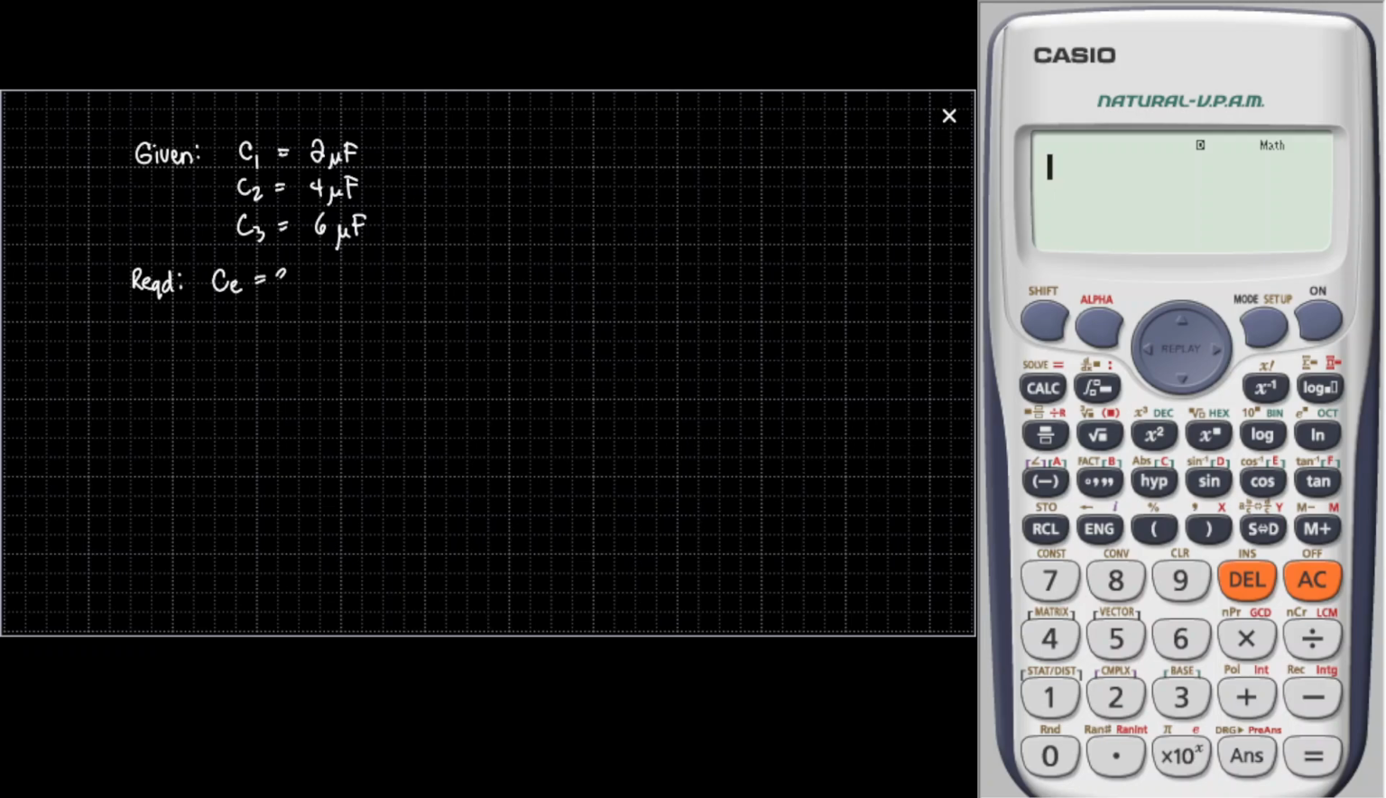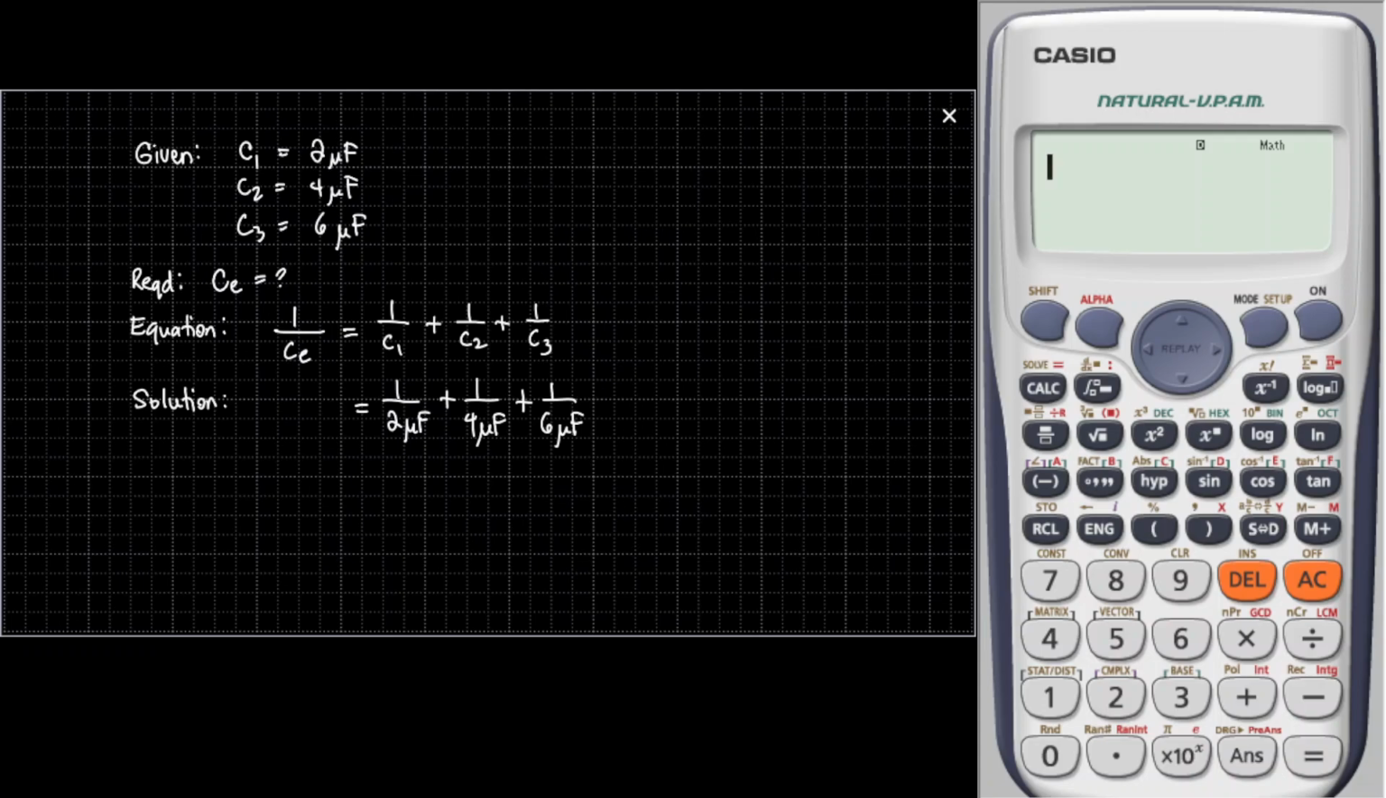Equivalent capacitance. But remember the equation for the equivalent capacitance in series. So it's inverse, right? So I just need to add 1 over C1 plus 1 over C2 plus 1 over C3. So for our solution, I just need to substitute everything. 1 over 2 microfarad plus 1 over 4 microfarad plus 1 over 6 microfarad.